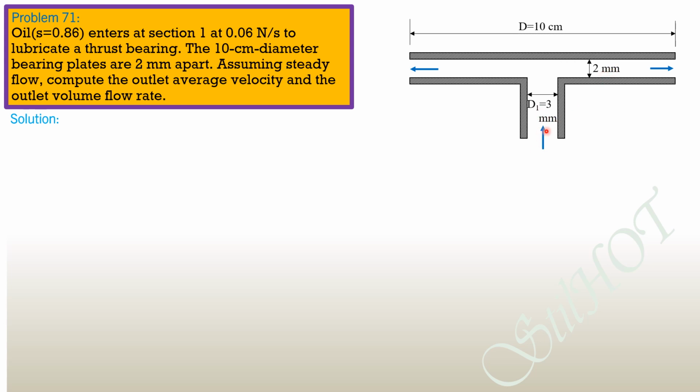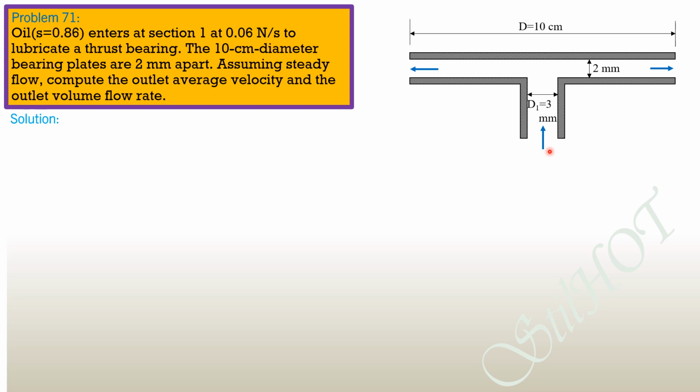So this is Q in and that's Q out. And remember, this is 10 cm diameter, so this is a plate. So imagine that it is a circular cylinder. The area is equal to circumference times thickness, or circumference times height. That's the area. Then times mean velocity here. That's the outlet average velocity. And Q in times gamma is 0.06 newtons per second.